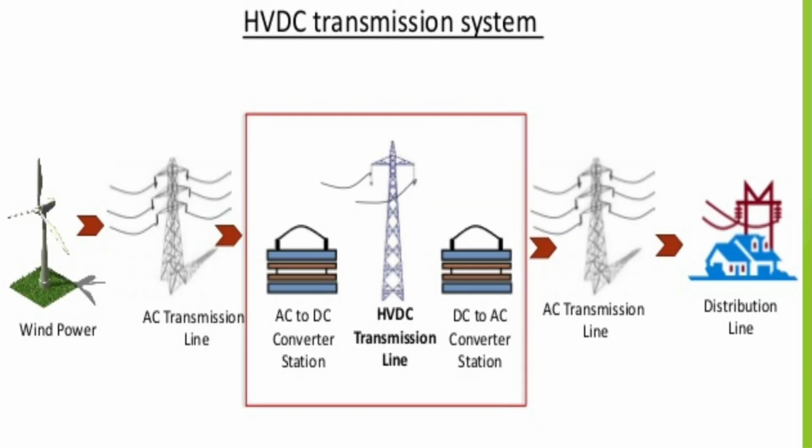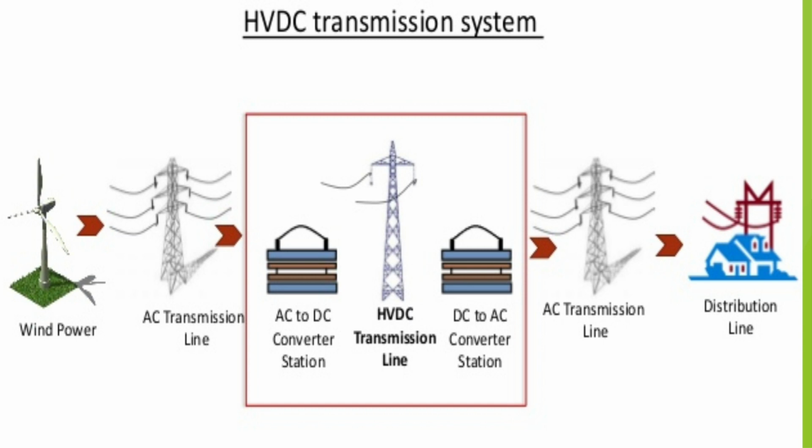And this is the HVDC transmission system diagram. See in the diagram, the wind power generates power, and that goes to the AC transmission line, from which we can receive the AC power. That AC power is converted to DC with the help of the AC to DC converter, and that DC power is transmitted to another station, the DC to AC converter station, with the help of the HVDC transmission line. So from this we can say that HVDC is an interconnection of both AC system as well as DC system. That means HVDC transmission system consists of both AC as well as DC.